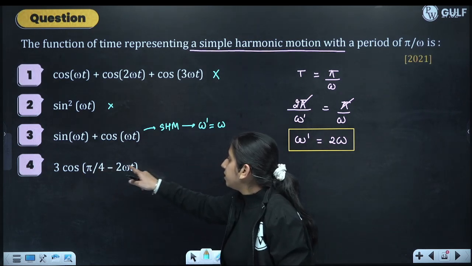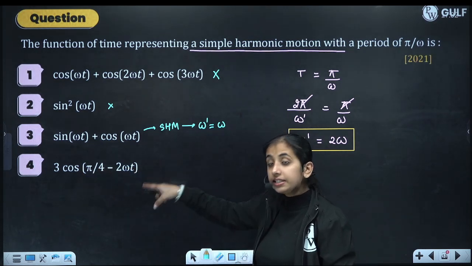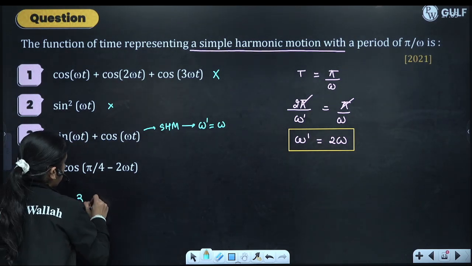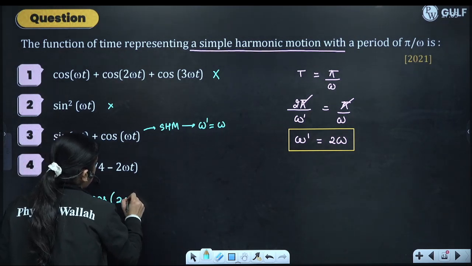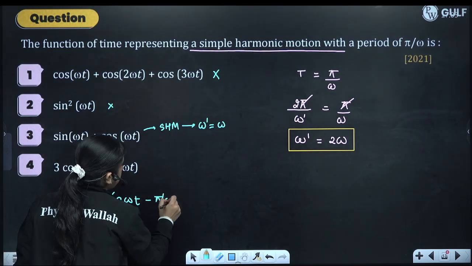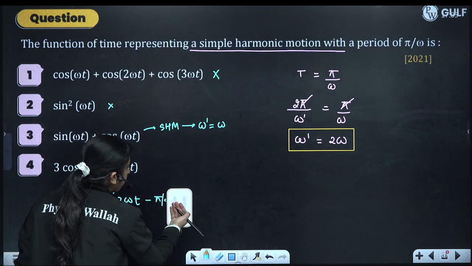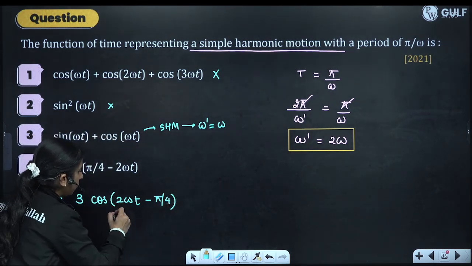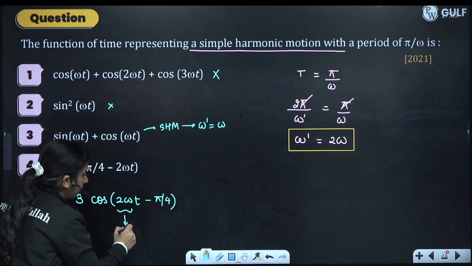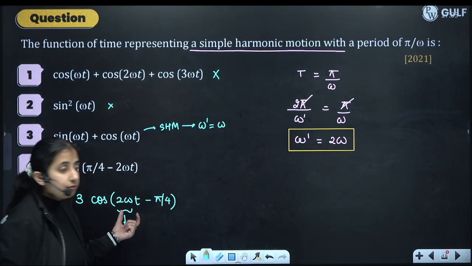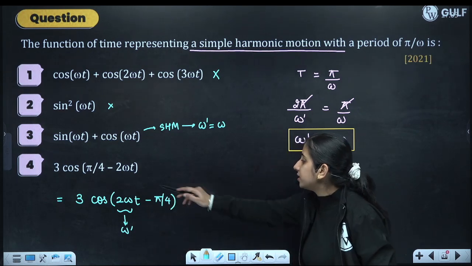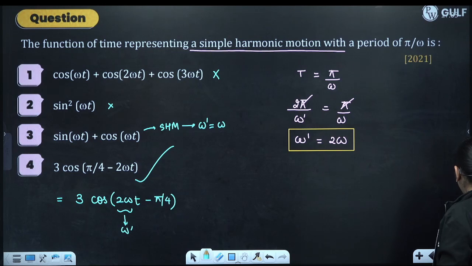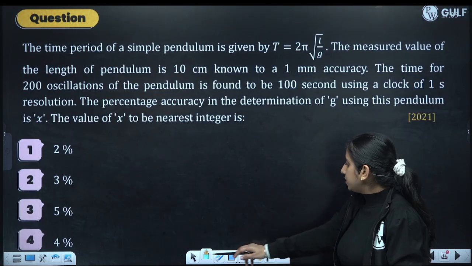3 cos of pi by 4 minus 2 omega t. This is an SHM because we can write this equation as 3 into cos of 2 omega t minus pi by 4, since cos minus theta is equal to cos theta. The angular frequency is 2 omega, so the time period will be pi by omega and it is an SHM. So option number 4 will be the answer. Option number 4 is the answer. Now see next question.